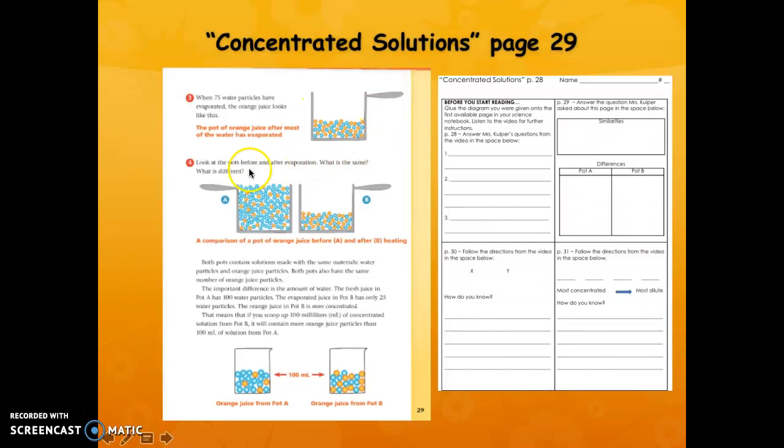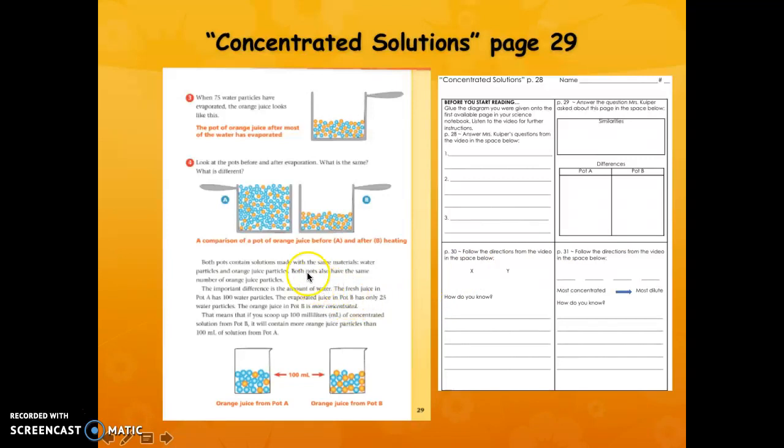Number 4, look at the pots before. Okay, this was before evaporation. This is after evaporation. So what is the same? What is different? Okay, so over here, I want you to write the similarities in this box. What is the same about these two pots, A and B? And then what is different? Tell me some of the things about pot A and pot B that are different from each other. Stop the video and take care of that.